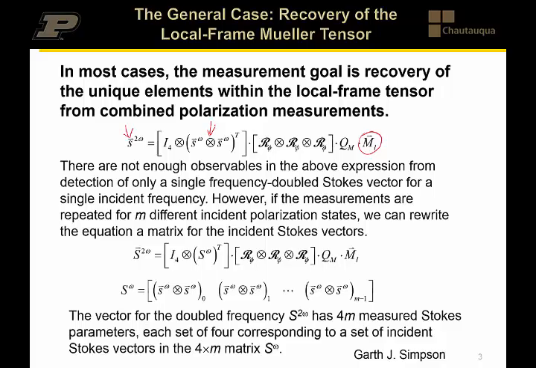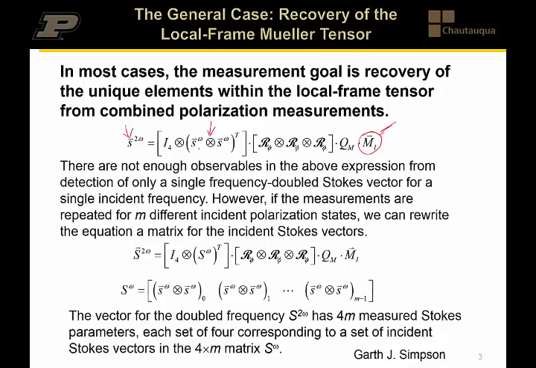What we're going to do is, you can see immediately that if I have one Stokes vector, then I have 4 observables. And I've told you that even in the case of local uniaxial symmetry, we have 20 unknowns in the local frame Mueller tensor in the most general case. That's clearly not enough observables to invert this problem and solve for the unknowns. So what do we do? Well, typically we do more than one measurement.